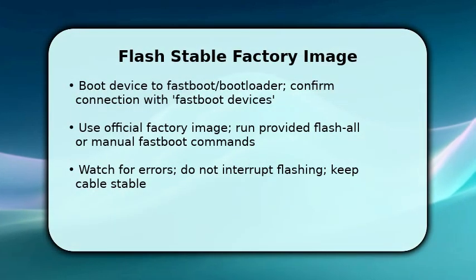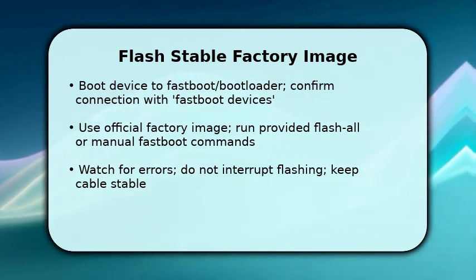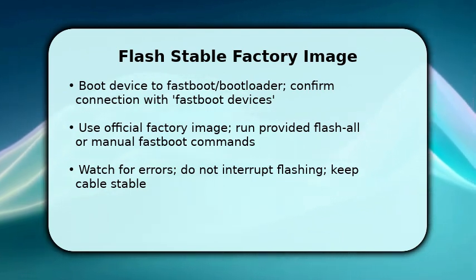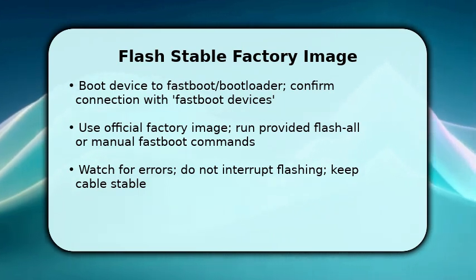You will now flash the stable Android image. First, reboot into bootloader and confirm your PC sees the device with fastboot devices. Then extract the official factory image and either run the vendor flashall script or execute manual fastboot flash commands for radio, boot, system, and vendor.